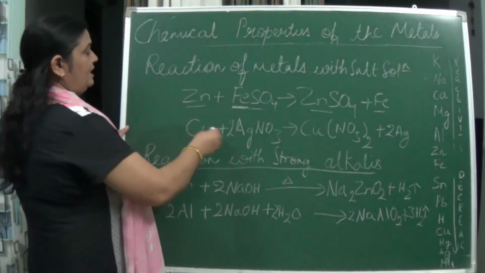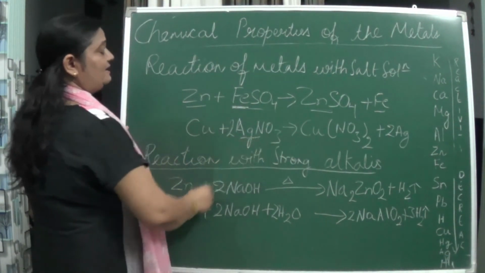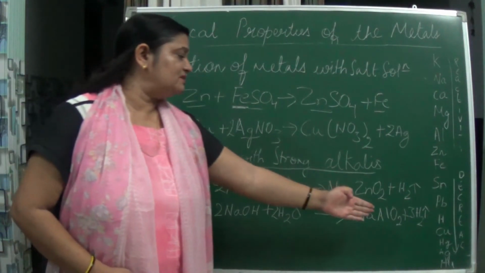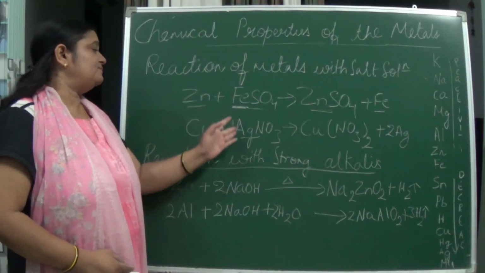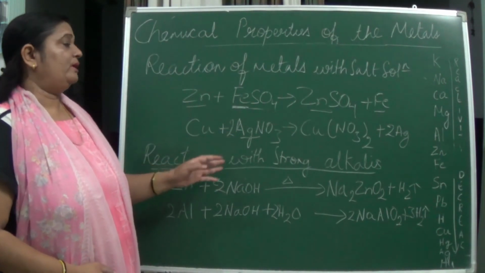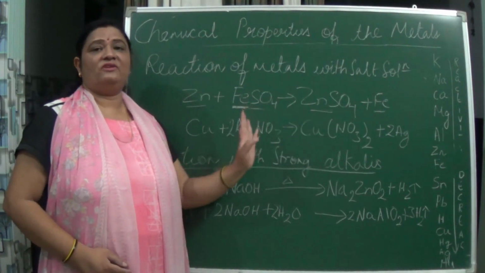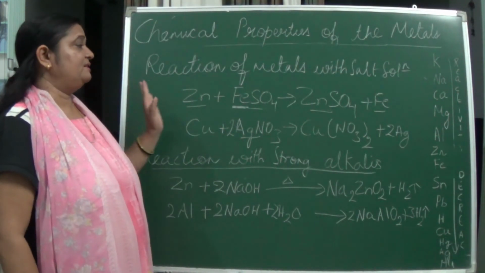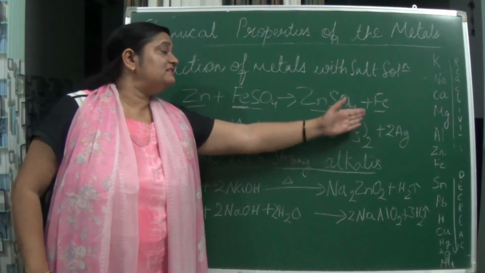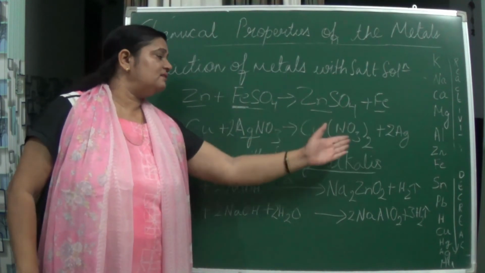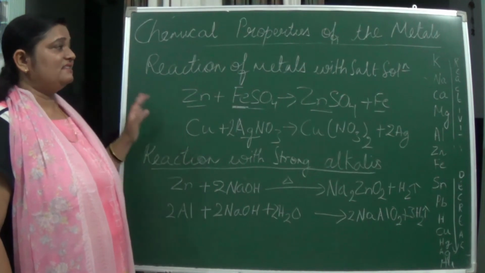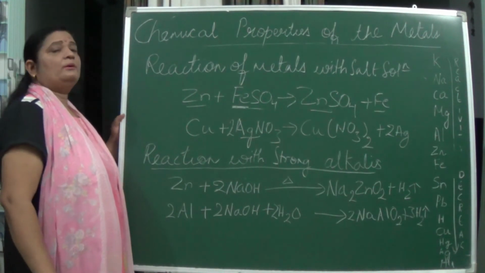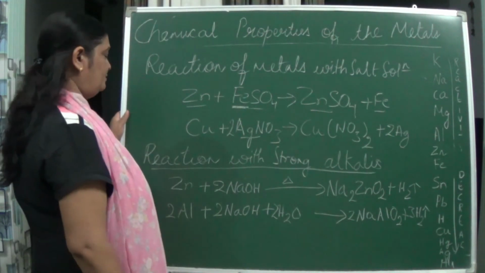Naturally it displaces iron from the salt solution and itself becomes the salt, and iron is given out, or displaced I will say. Here also we can see silver nitrate. Silver is less reactive, we can see in the reactivity series, less reactive than copper. Naturally copper displaces this silver and forms copper nitrate, and silver is displaced out, isn't it? Because iron is less reactive than zinc and silver is less reactive than copper, metals react with the salt solution to give the corresponding product.